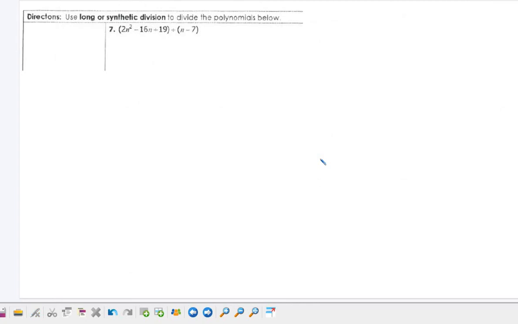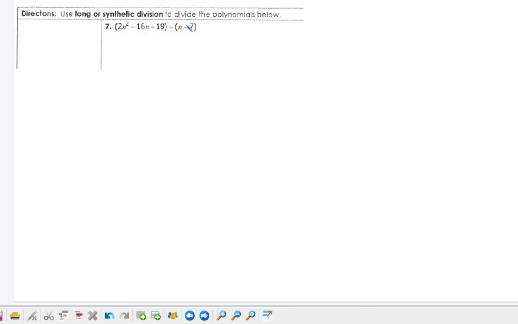So use synthetic or long division. So we're going to use synthetic because that's what we're working towards. So the catch with synthetic is that your divisor always has to be in this form. No coefficient, just like this. So we're going to put the opposite in our box, our 0, so a positive 7, not a negative 7, and the coefficients across the top. So 2, negative 16, and 19.